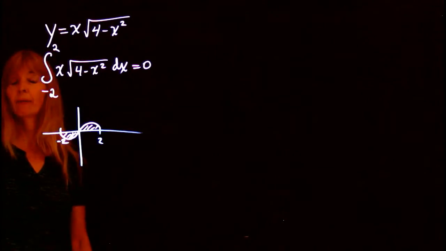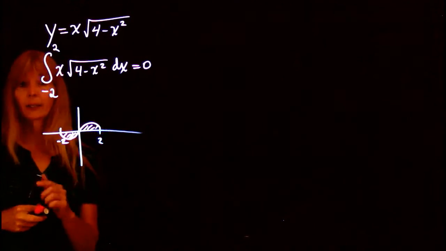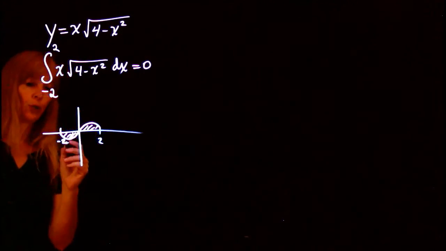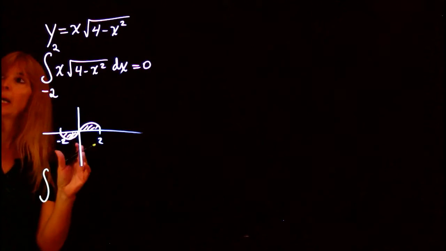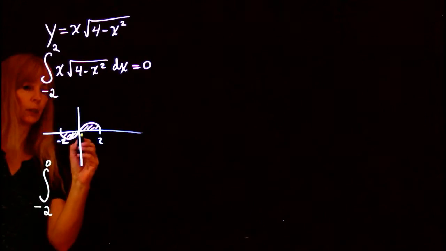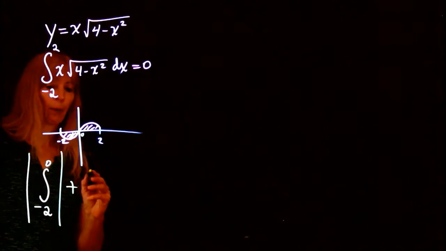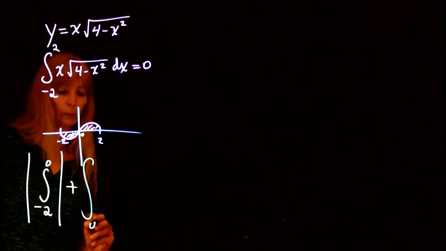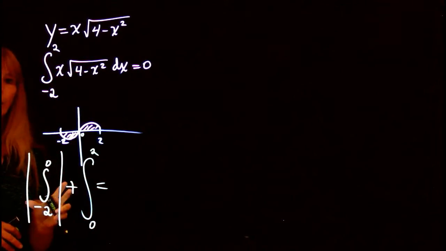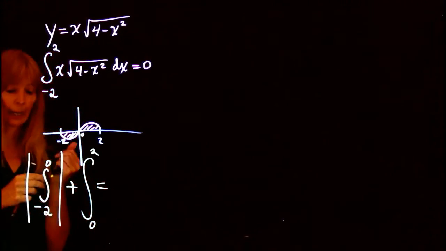However, it's good to have a side note. What if this is not symmetric? In other words, what if this went out to 3? Then all you would do is divide this up and say, let's go from -2 to 0, absolute value that, plus let's go from 0 to 2, and then when you add those two together, you're absolute valuing, and then this area, you get the actual area.